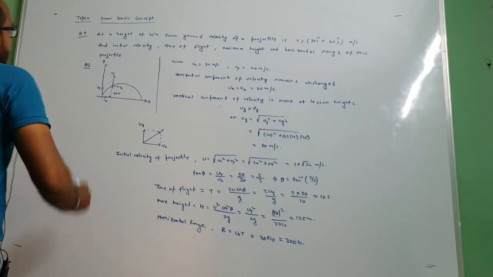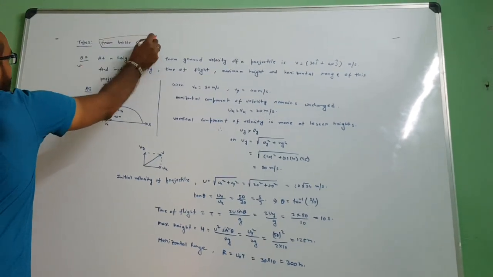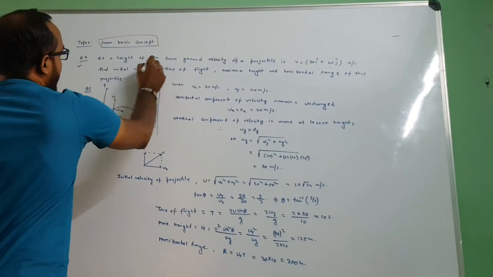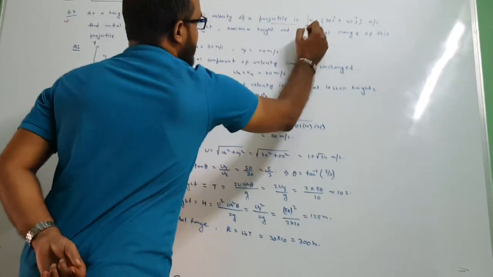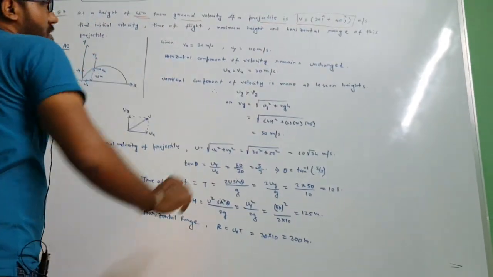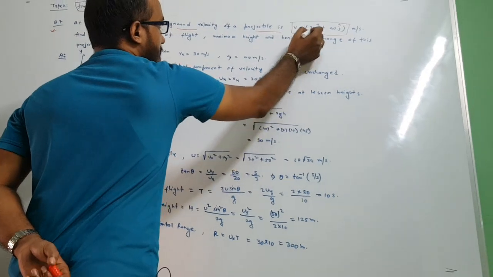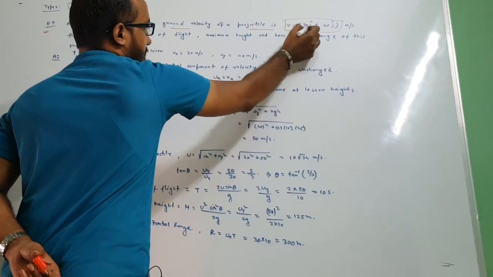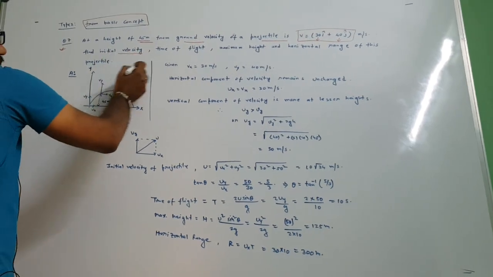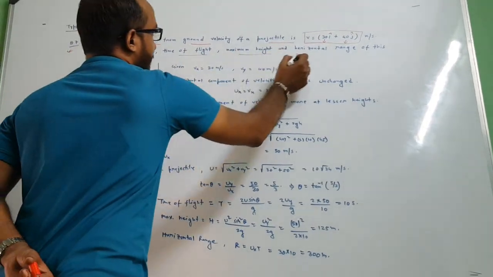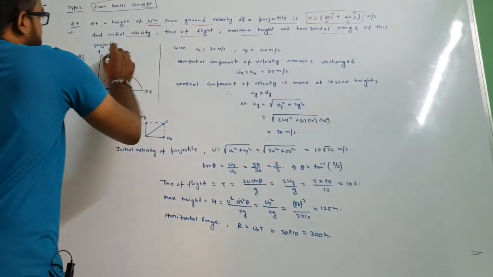We will see another type of problem. It will be from our basic concept. At a height of 45 meter from ground, the velocity components of a projectile are given. So from this we can say that ux is 30 and uy is 40 meter per second. Find initial velocity, time of flight, maximum height, horizontal range of this projectile.